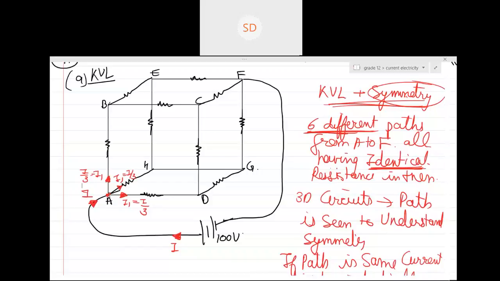From D to F, it's either DC or DG. DC then CF, or DG then GF. Are these two paths identical? Are they having two resistances like that? Is it symmetric? Yes, sir. Did you understand how we saw the symmetry?